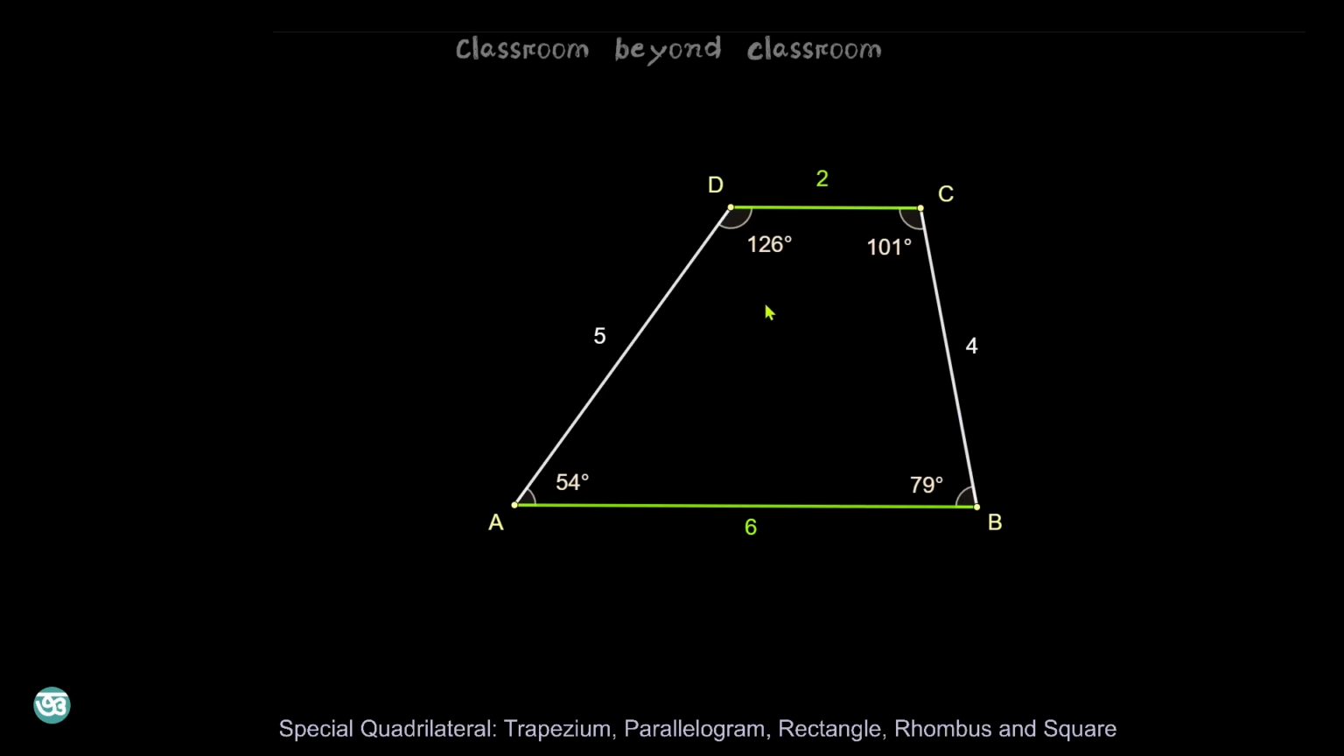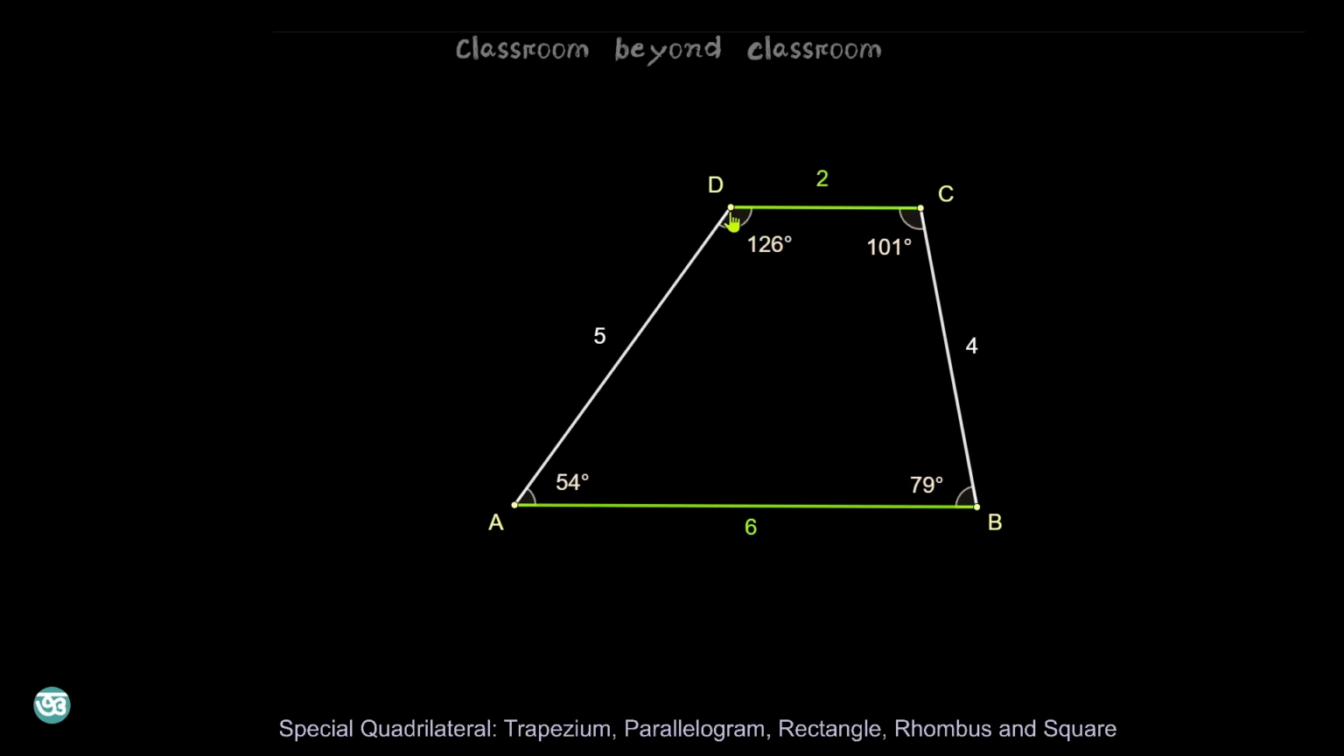So if one pair of opposite sides of a quadrilateral are parallel, then it is called a trapezium. So in this trapezium you can see DC is parallel to AB, but DA is not parallel to DB. That means one pair of opposite sides are parallel to each other. So this becomes a trapezium.